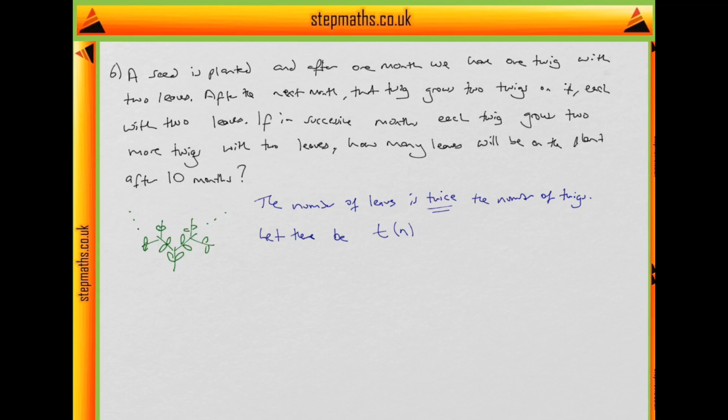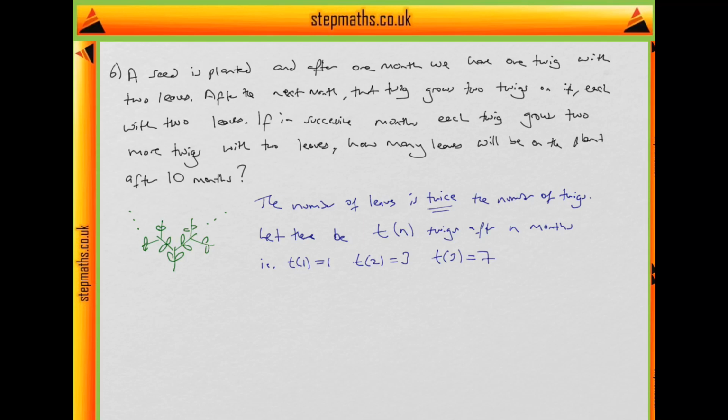So what we're going to do is let T of n be the number of twigs after n months. T of 1 is 1, so we have 1 twig after 1 month, and T of 2 is 3, because we gain 2 in the second month, so we have 1 plus 2 is 3. Well, what's T of 3? How many twigs do you have after 3 months? Well, the first one's gained 2, so we have 3, and then those 2 are going to gain 2 more each, so we're going to gain 4. So we're going to have 3 plus 4, so that's 7.